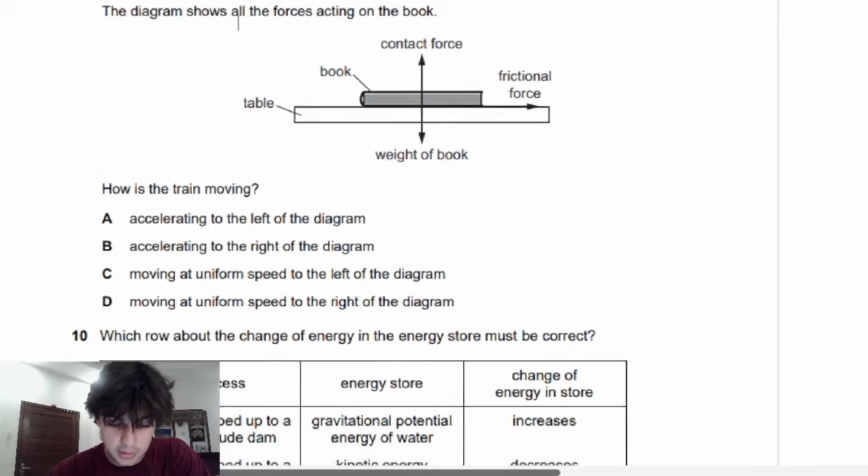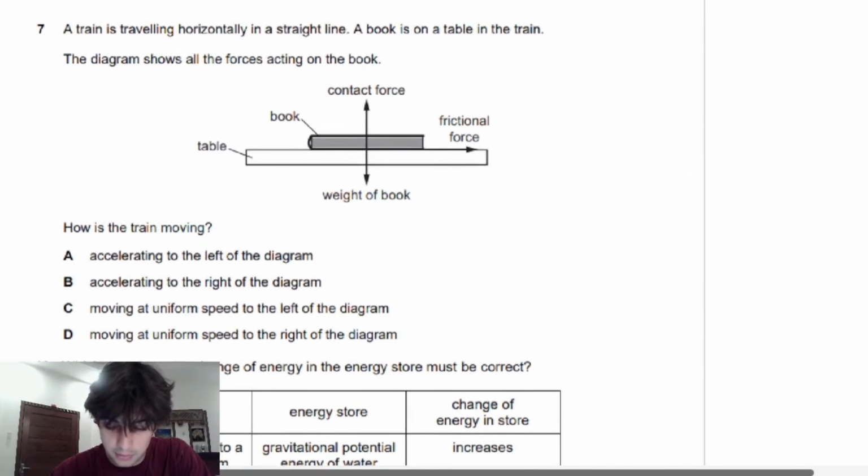Achha, next question. A train is traveling horizontally in a straight line, a book is on the table, and so on. The diagram shows the forces acting on the book. How is the train moving?